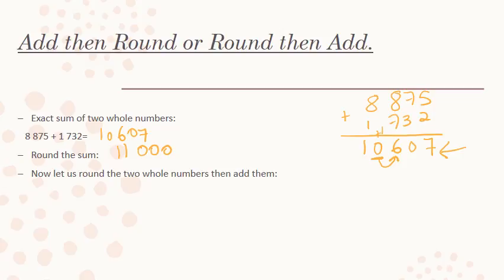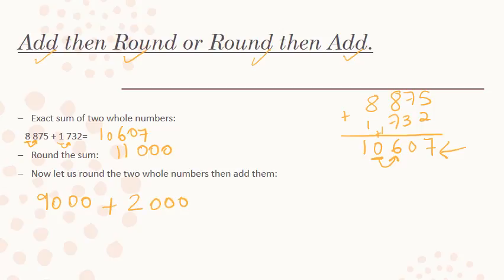What we did now is add, then round. Now what we are going to do is round, then add. Look, what does that mean? Round the numbers. Let us round the number to the nearest 1000. What do I get? 9000. Round this number to the nearest 1000. What do I get? 2000.